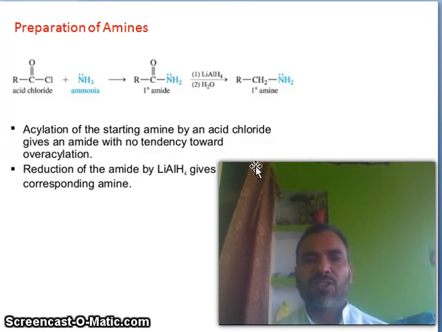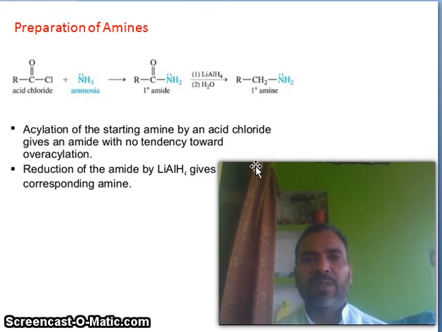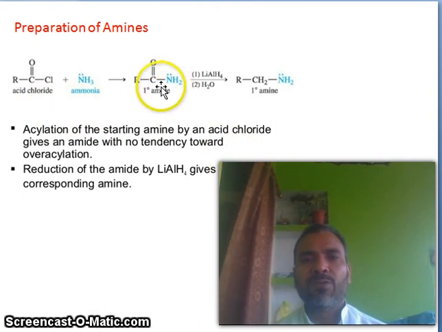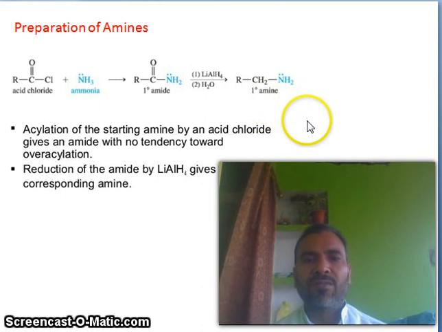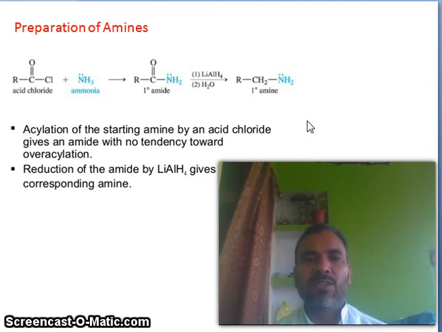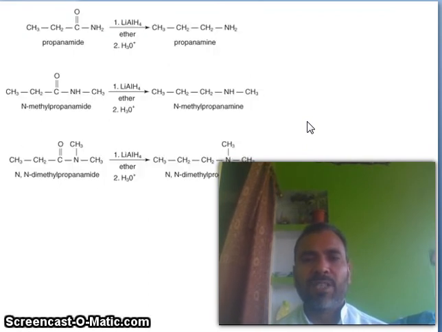So, preparations of amines. You can prepare amines with the help of an acid chloride and ammonia. You will get the primary amide; the CONH2 group is known as amide. On reduction and reaction with water, it gives a 1 degree amine, or primary amine. Acylation of a starting amine by an acid chloride gives an amide with no tendency toward over-alkylation or over-acylation. Reduction of the amide by lithium aluminum hydride gives the corresponding amine.